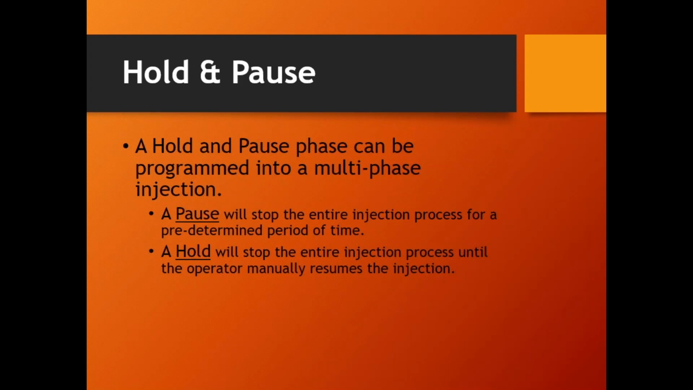So if I shoot this shot, arm it, contrast does its thing. We hit the second phase, a pause. It's a 3-second pause. Then without the operator doing anything, it automatically goes to the next one. So a pause is just a temporary stoppage of the injection, and it will move on to the next phase once our selected time period is over.